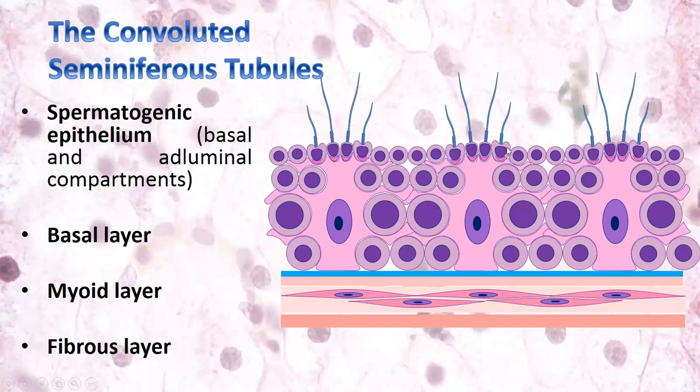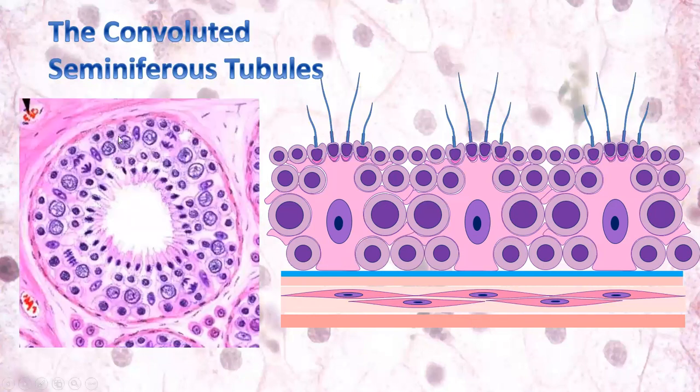So it's a spermatogenic epithelium and basal layer, which are alike mucosa and submucosa; myoid layer, which is alike muscular layer; and fibrous layer, which is alike adventitia. But they aren't those layers, they are specific. You should know four basic layers of the wall of convoluted seminiferous tubules: spermatogenic epithelium, which has two compartments, adluminal near the lumen and basal near the basal layer; basal layer, which includes basement membrane and thin layer of fibrous connective tissue; myoid layer, which provides contractions of seminiferous tubules; and the outermost layer is fibrous layer.